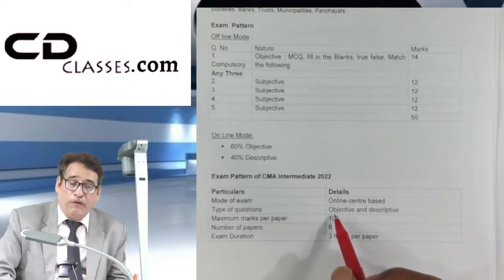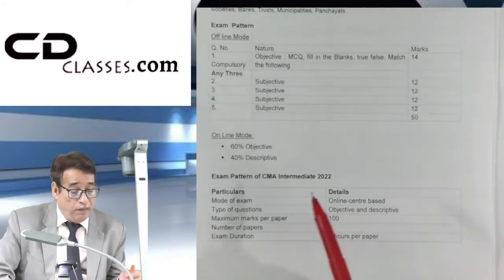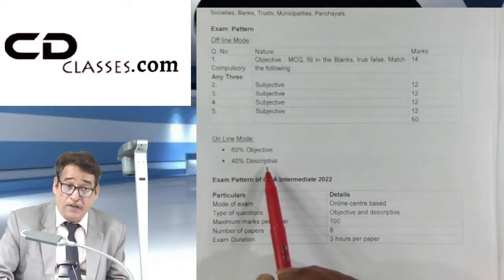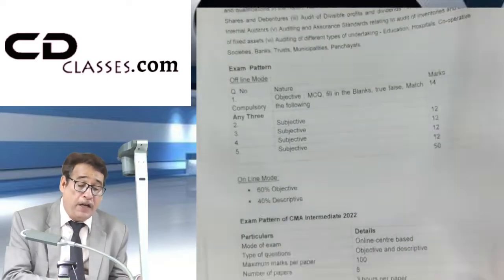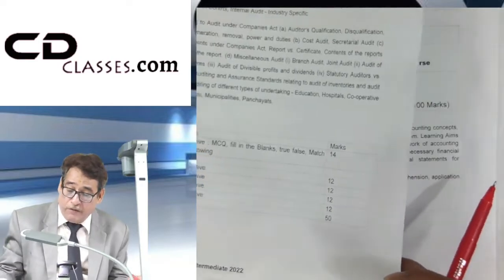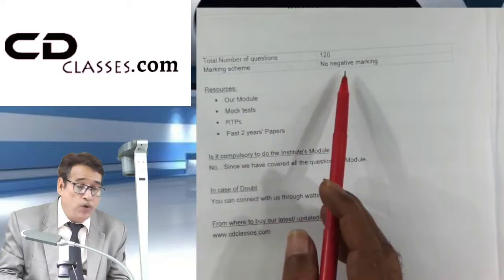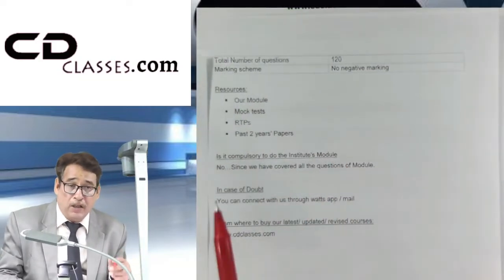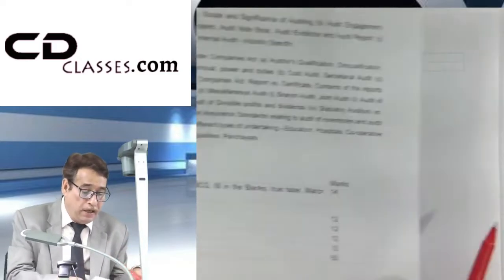Now, what will be the nature? The types of questions will be objective and descriptive. But what will be the percentage? 60% will be objective and 40% will be descriptive. That is very important. And at the same time, there will be 120 questions, as I have written here, and there will be no negative marking. When I say 120 marks, it means 60 for the accounting portion and 60 for the audit portion, correct?